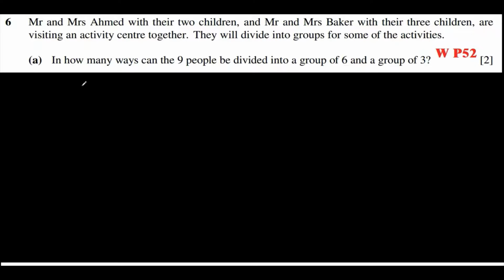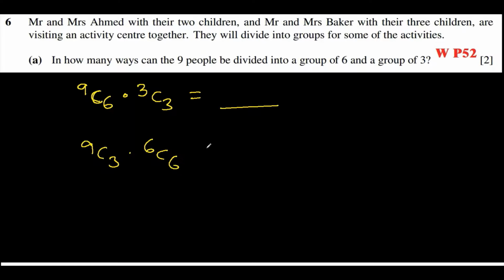So we can select 6 people first. So total we have 9 people. We have to select 6, right? Who is selected first, second, third is not important. So that's why C here. Now remaining are 3 people and we have to select all 3. And this is what will give us the answer. Similarly, we could have selected 3 people first, 9C3 first and then 6C6 second. Both of these will give you the same answer, which is 84 arrangements. All right.